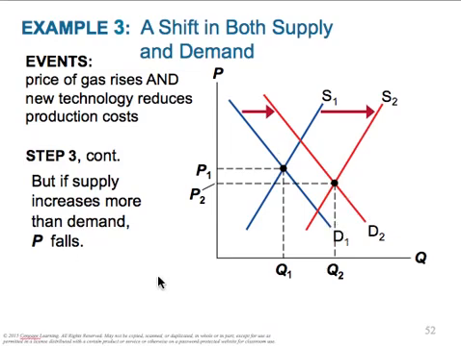If I don't tell you that, hey, the increase in supply was larger than the increase in demand, then you can't tell me what happened with price. If I tell you that the increase in supply greatly outpaced the increase in demand, you can tell me, okay, price went down.